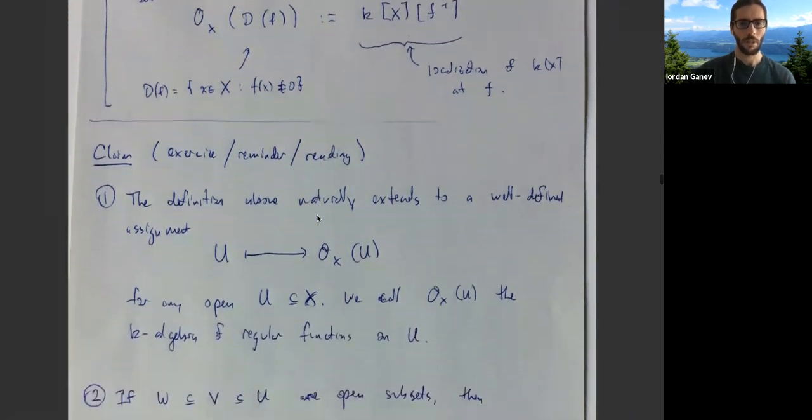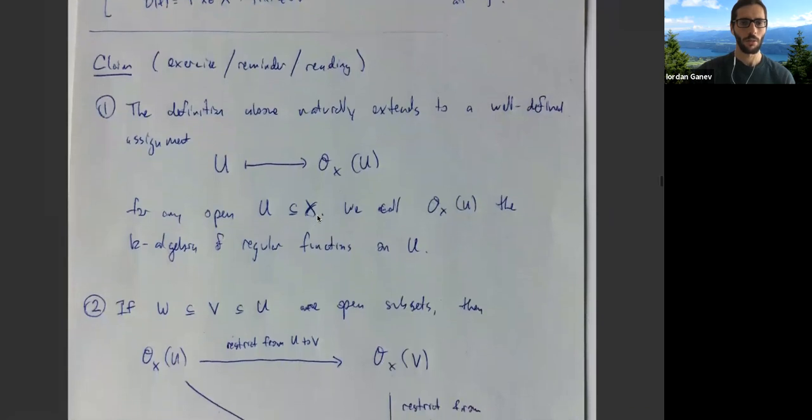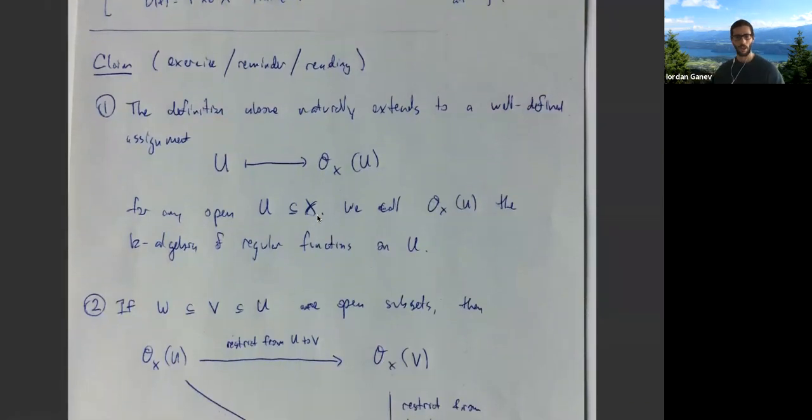And so now the claim is, and I don't want to spend too much time here, but I'll just flash it, and if you can digest it, great. If not, then don't worry about it too much. The idea is that this definition naturally extends to a well-defined assignment from every open subset, not just principal open subsets, but general Zariski open subsets of an algebraic set, to an algebra which I call O sub X of U. This is the K-algebra of regular functions on U.